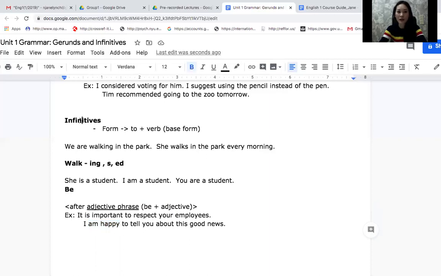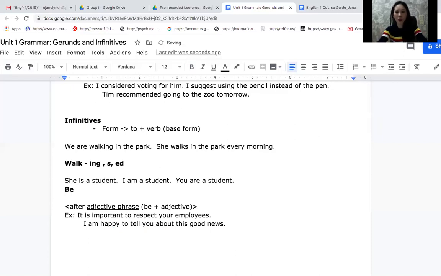The important point that we talk about is we want to look at the infinitive. Where is the infinitive in this sentence? The infinitive in this sentence is "to tell". We use infinitive here because it's after the adjective phrase. So it means we don't use the gerund here. "I am happy telling you about this good news." That's wrong. The grammar is wrong. We cannot use the gerund in this case. With the adjective phrase, we have to use the infinitive form. So "to tell".